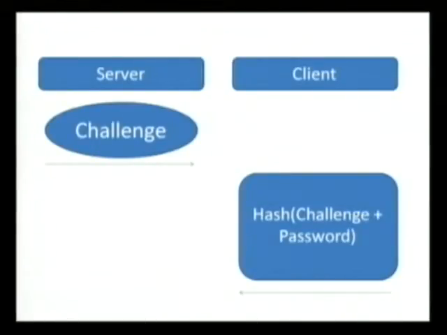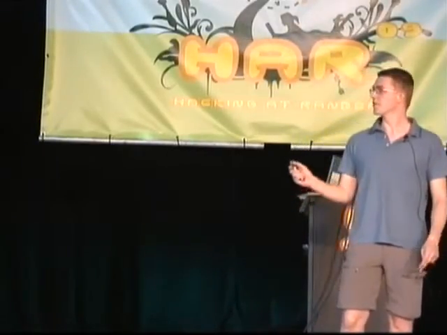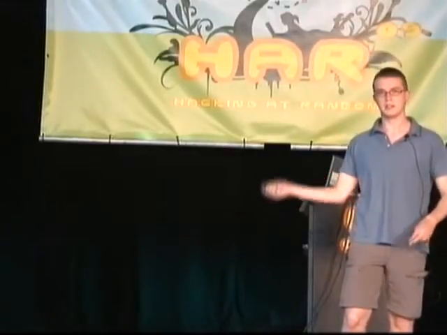So we're going to do a little challenge response thing. The server sends a challenge, which is basically a big random number, to the client, and the client takes that random number, adds his password to it, hashes that whole thing, and sends it back to the server. So in order for the server to confirm that that user has the correct password, he needs to recreate that hash and compare it to the hash he has just received.